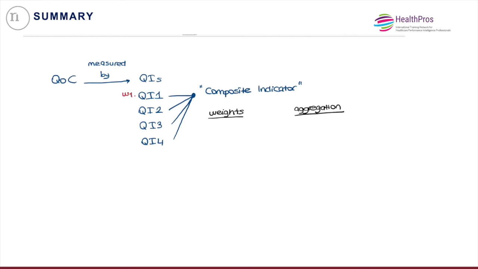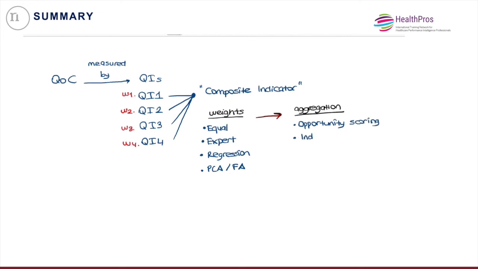Each individual indicator's effect in the composite can be modified by assigning weights, and some approaches regarding weights are equal weights, expert weights, regression weights, and weights obtained by using principal component analysis or factor analysis. After assigning weights, these indicators are aggregated, and some approaches regarding aggregation are opportunity scoring, indicator average, all or none scoring, and 70% standard.